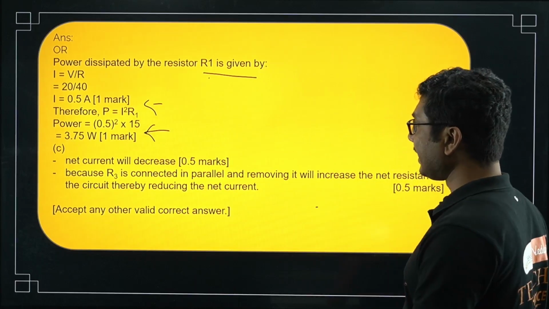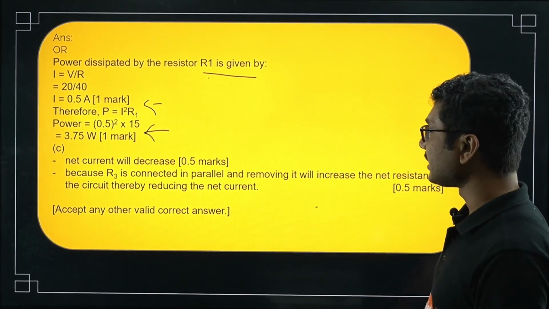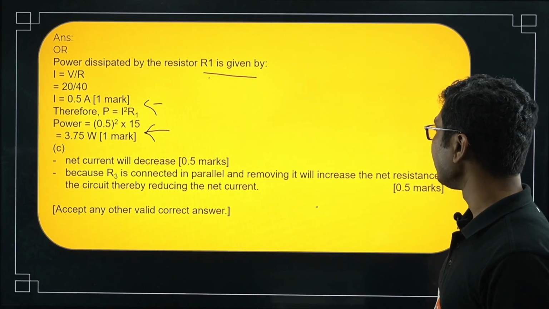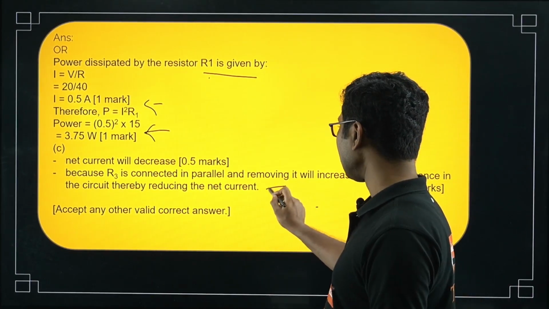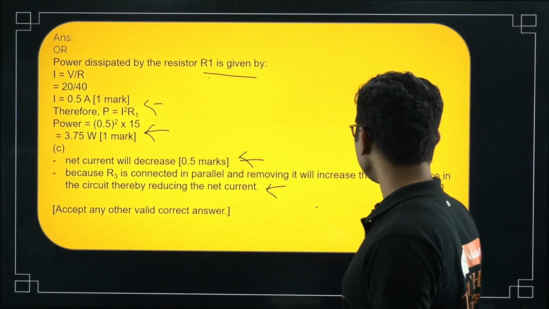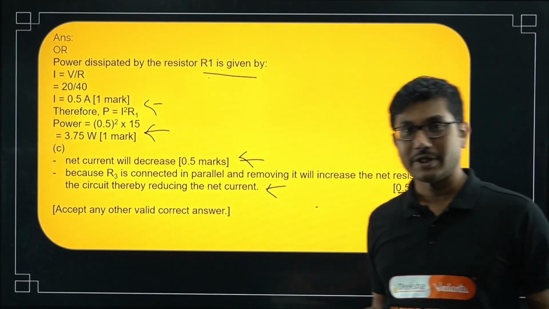Now net current will decrease obviously because resistance is increasing, because R3 is connected in parallel, and removing it will increase the net resistance in the circuit, thereby reducing the net current. So for these two parts you get 0.5. So total marks is 4 in this question.